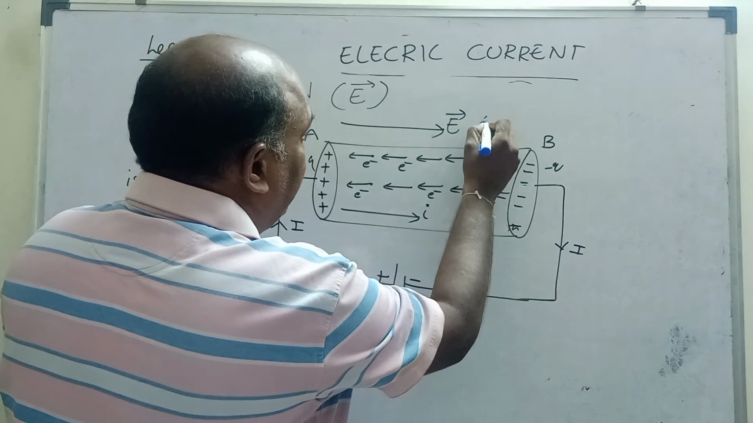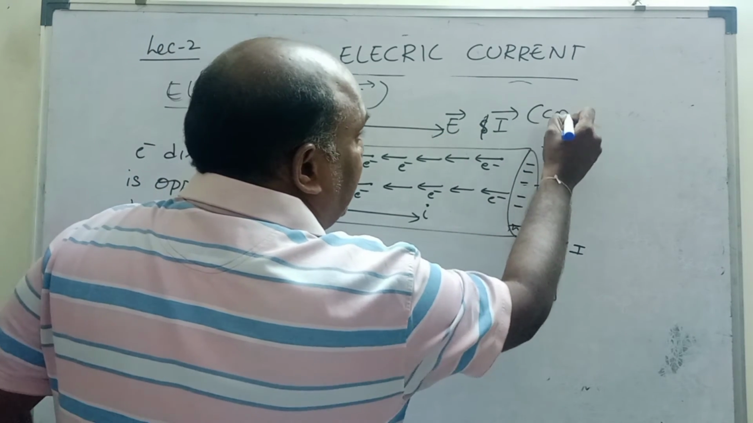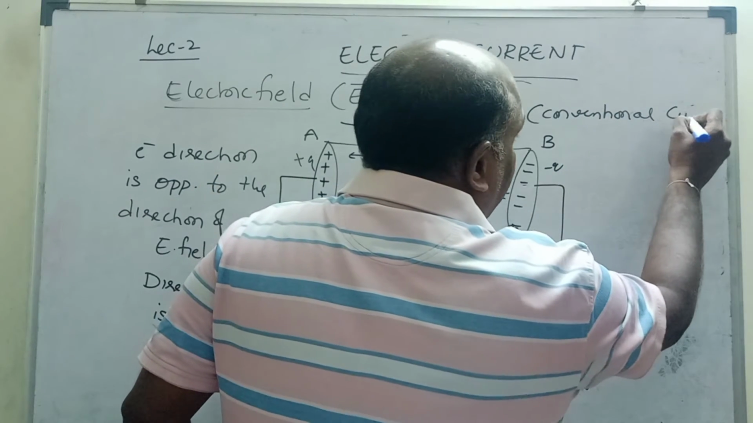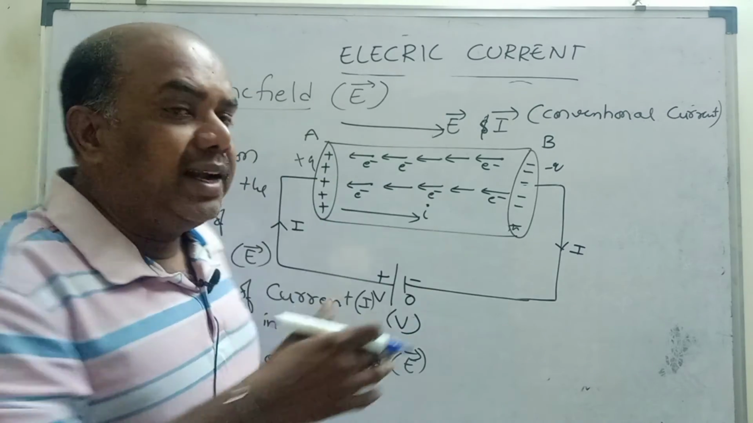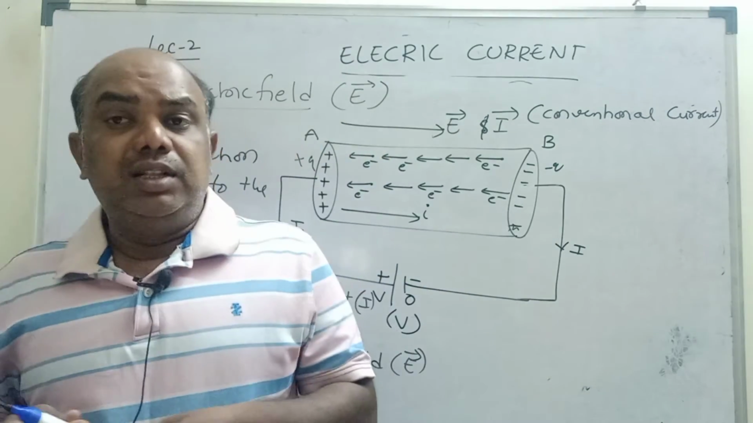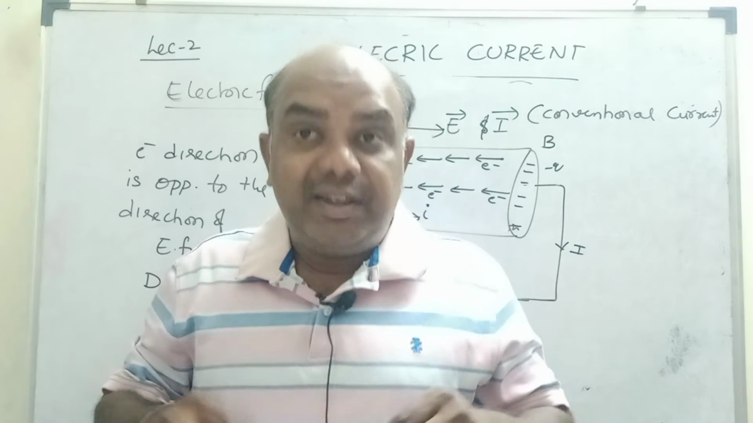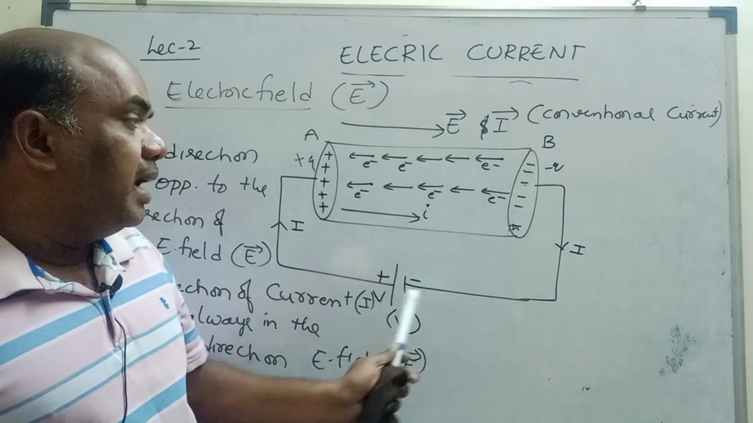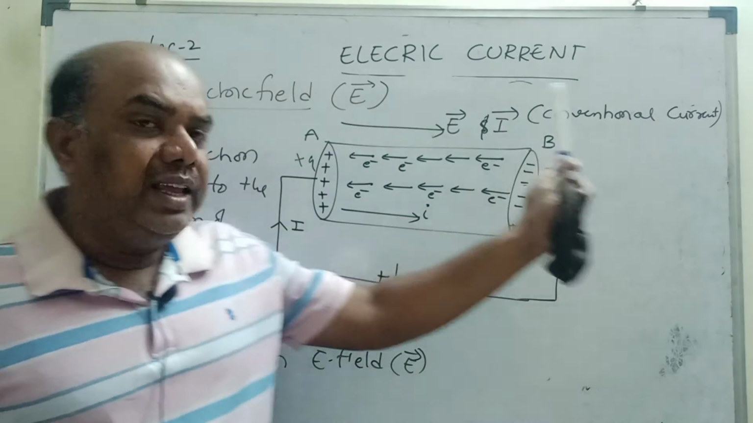Current and electric field are in the same direction. This is what conventional current is, not electron current. Conventional means for our convenience. For our convenience, we are taking current from the battery's higher potential to lower potential. This is the current. Electron current we never consider as current. Only conventional current we will consider as current. Electric field is nothing but the battery's positive and negative. Current is nothing but I. Current and I are the same.